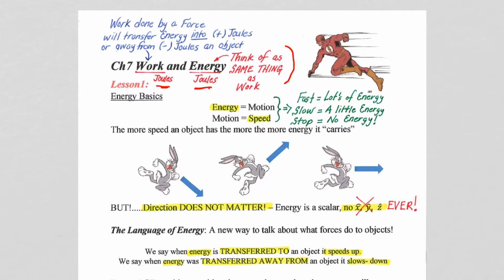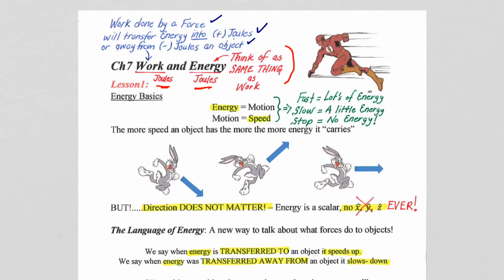Now, why do we use the word work? Well, we talk about the work done by a force. It's a force that transfers energy into an object, and that's going to be a positive joule value when we calculate the energy that was transferred. If it's something like friction that's slowing an object down, that transfers energy away from the object, and that's going to be a negative joule value that we'll calculate when we get to our equations and make numerical calculations.